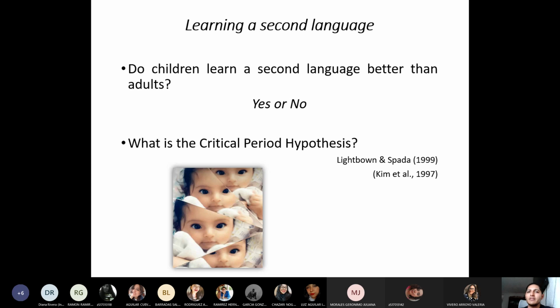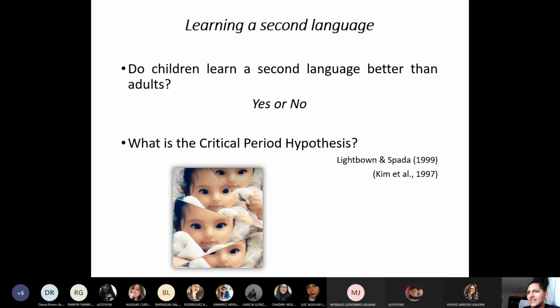Another question for you. What is the critical period hypothesis? This is quite controversial, okay, but it's still in the literature. It's still there, it's a current hypothesis. To what extent are we limited by age, muscles, your mouth, your throat, your lips, your teeth, in order to be able to reproduce sounds accurately and fluently?